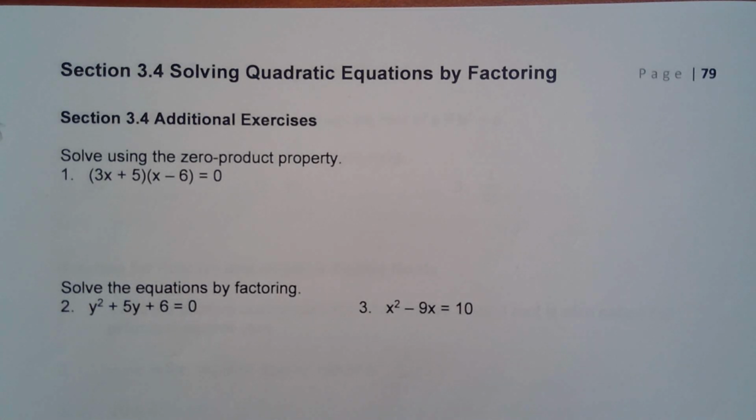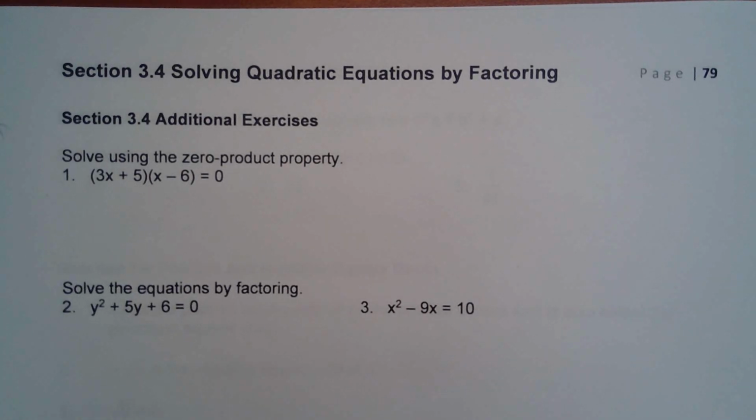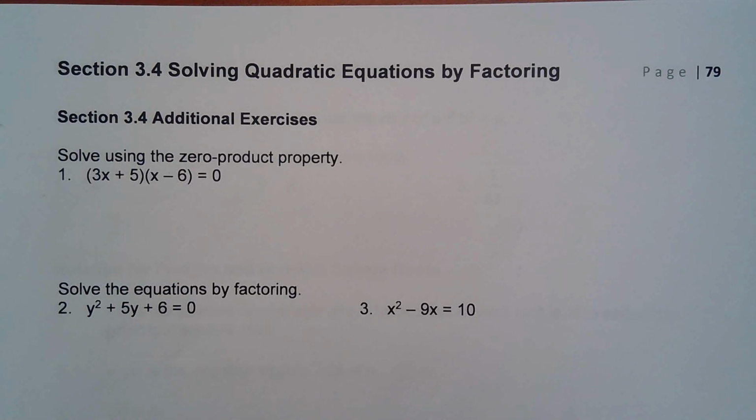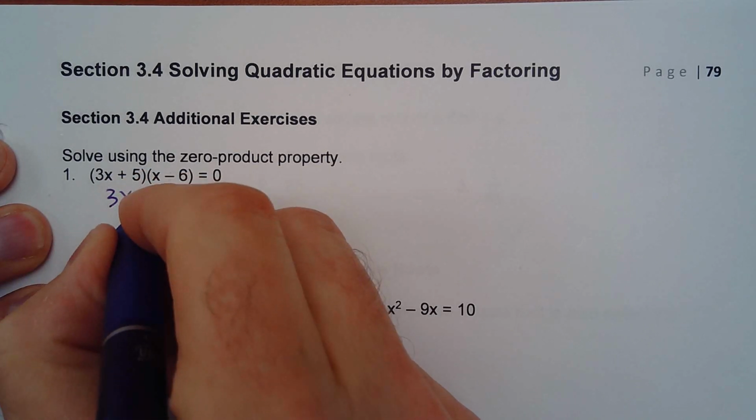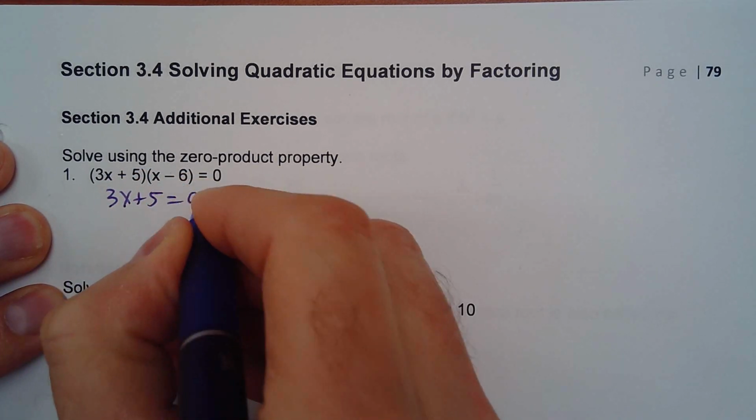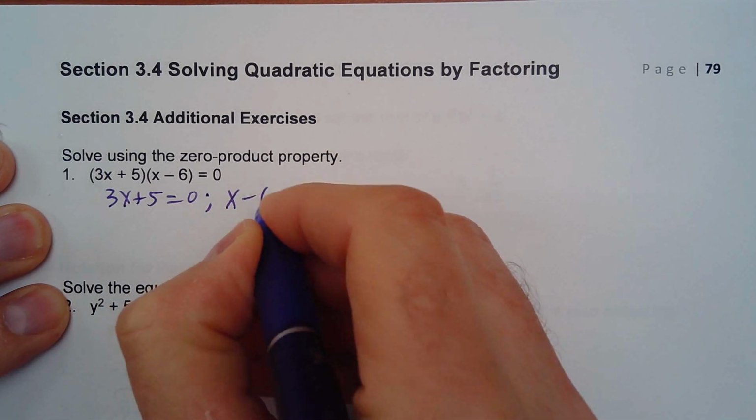Okay, so these are some additional exercises for practice solving quadratic equations by factoring. So with number one, we already have 0 on one side. We also already have it factored. So we're just going to immediately set the 3x plus 5 equal to 0 and the x minus 6 equal to 0.